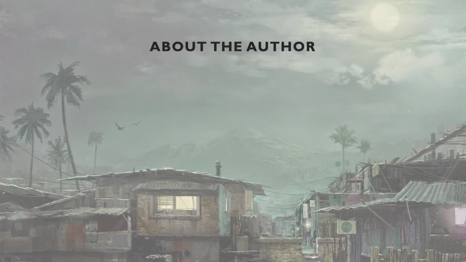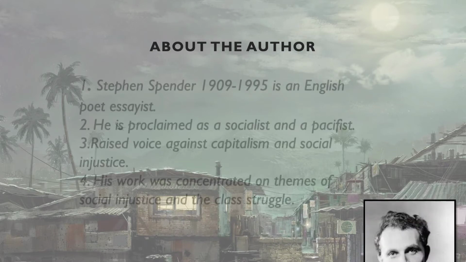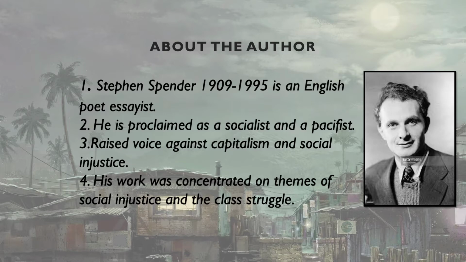Let us learn something about the author. Stephen Spender is an English poet and essayist. He is proclaimed as a socialist and a pacifist. He raised his voice against capitalism and social injustice. His work was concentrated on themes of social injustice and the class struggle. So basically, he was a socialist. He had written about social injustice.